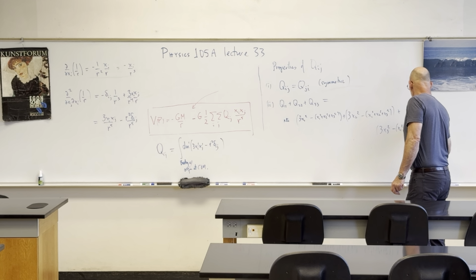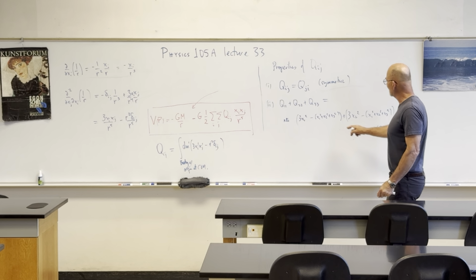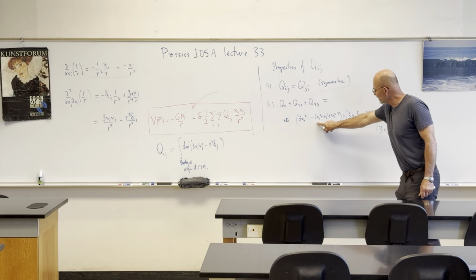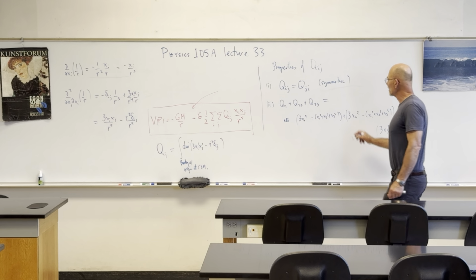Okay, now I'm going to stand back and let you guys declare the answer there. 0, right? 0. Yeah. Because you had 3x1 squared, 3x2 squared, 3x3 squared, and you subtract that sum off three times. So that equals 0.